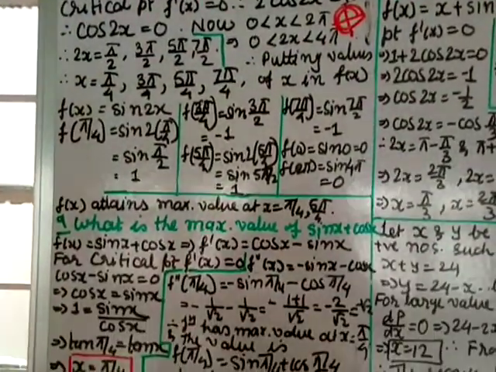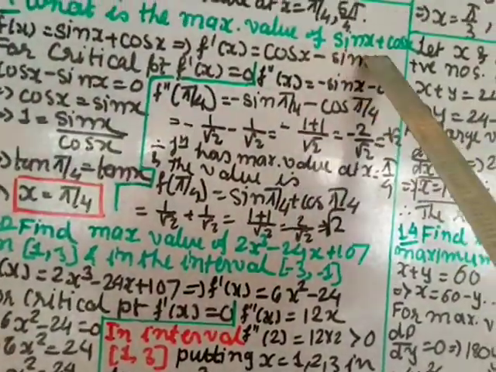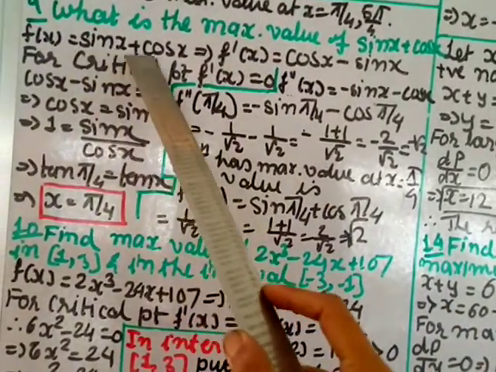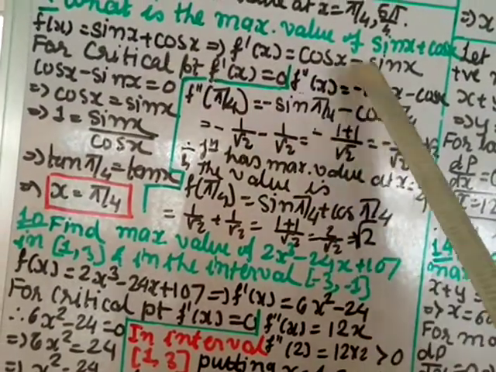Question number 9. What is the maximum value of sin x + cos x? So f(x) is equal to sin x + cos x. Differentiate: the derivative of sin is cos, and the derivative of cos is minus sin.